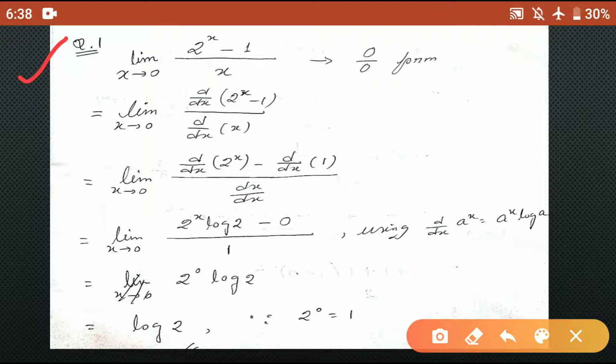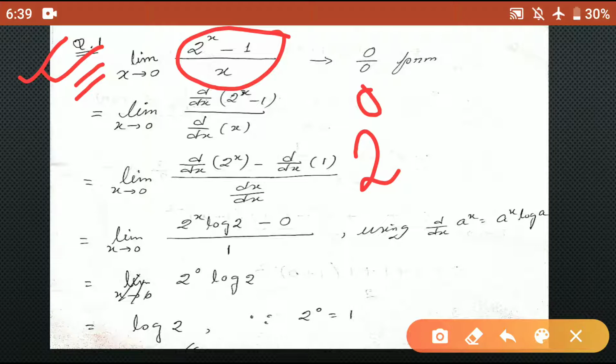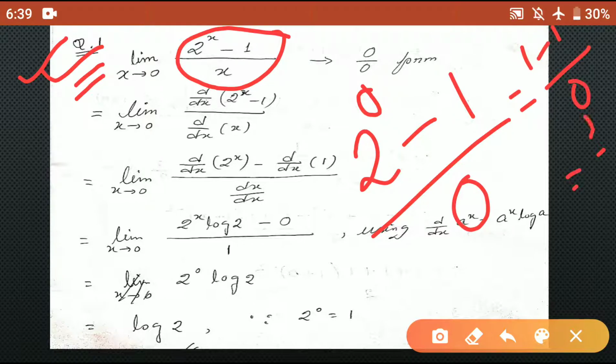You see, here you have to find the value of this function, 2 to the power x minus 1 divided by x, when limit x tends to 0. So you see, if we directly put x equal to 0 in the given function, then the function will become 2 to the power 0 minus 1 divided by 0. 2 to the power 0 means 1, so 1 minus 1 by 0, that means 0 by 0. So when we directly put the value of x in the given function, it is in the form of 0 by 0, which is an indeterminate form. Therefore we cannot put the value of x equal to 0 directly in the function.